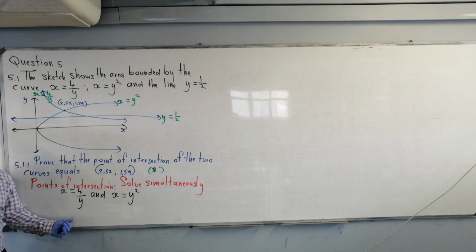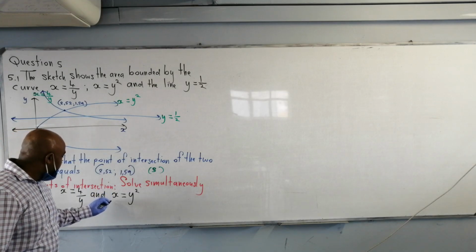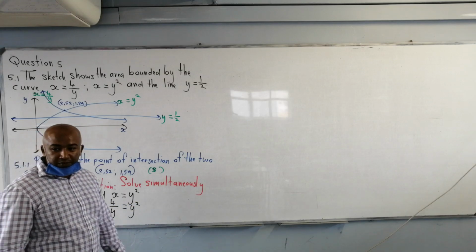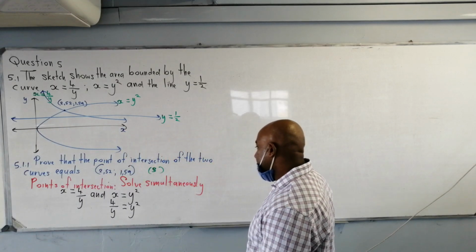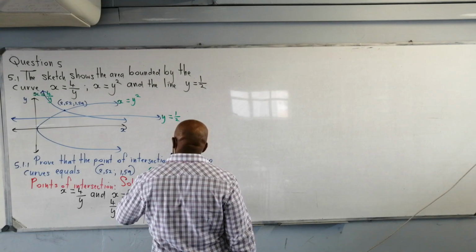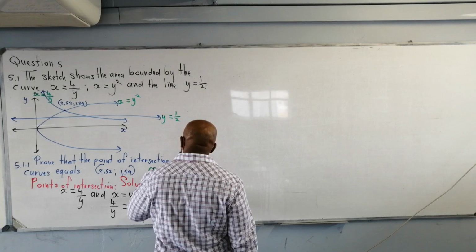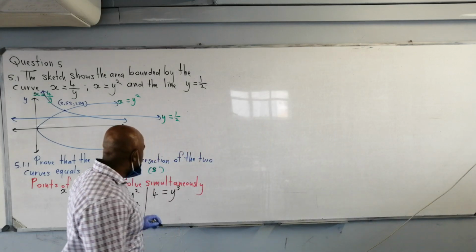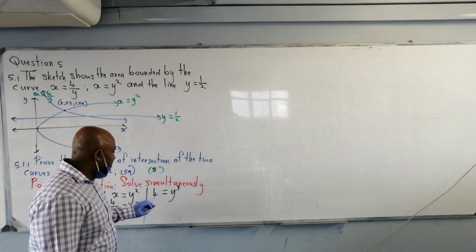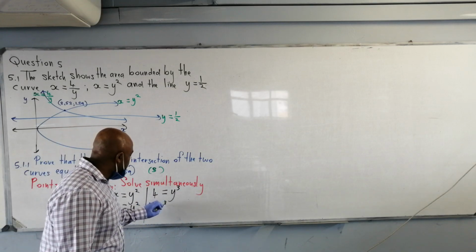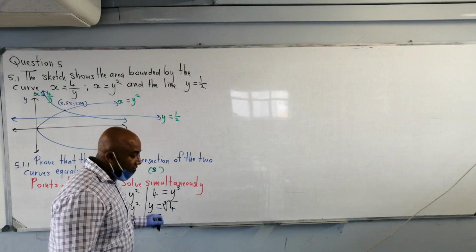x is equal to 4 over y is already the subject of the formula here. So let me just substitute into equation 2. So that means 4 over y is equal to y squared. Now, get rid of the fraction, multiply by y on both sides. So therefore, 4 is going to equal y to the power 3. Now, I need to work out the value of y. If it's a cube, I'm going to find the cube root. So y is equal to the cube root of 4.